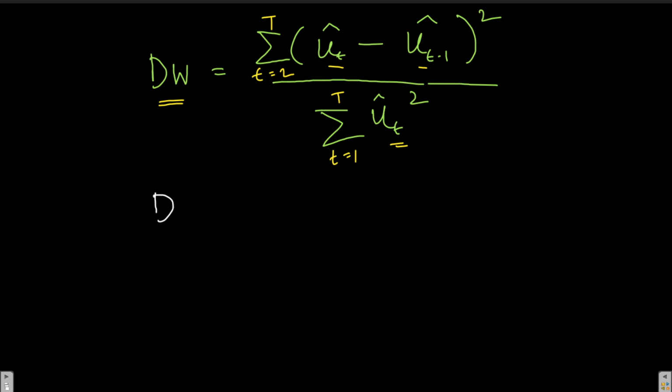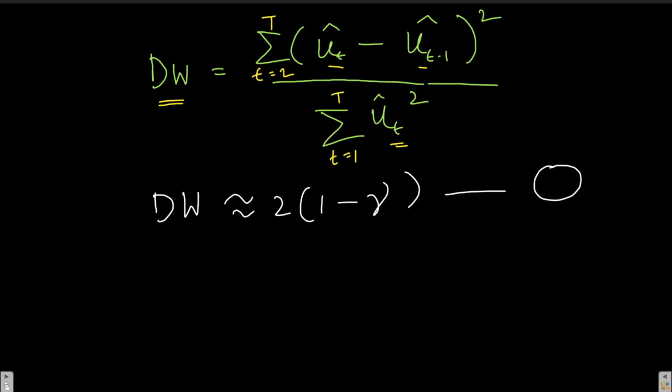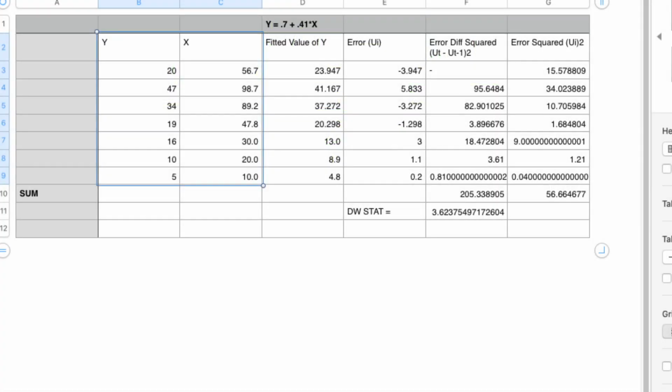So the relationship is like this: the Durbin-Watson statistic is equal to 2 into 1 minus gamma. I'm not going to prove it. This is the relationship that we'll be using to estimate the value of gamma. Now let me illustrate how we actually calculate the Durbin-Watson statistic with an example, so that will make our life easy. Let me go to an Excel sheet I have.